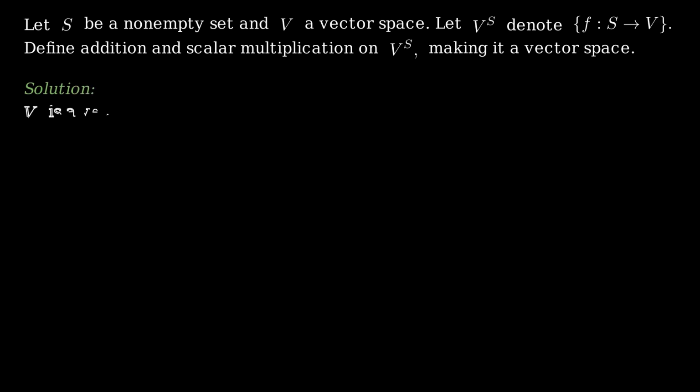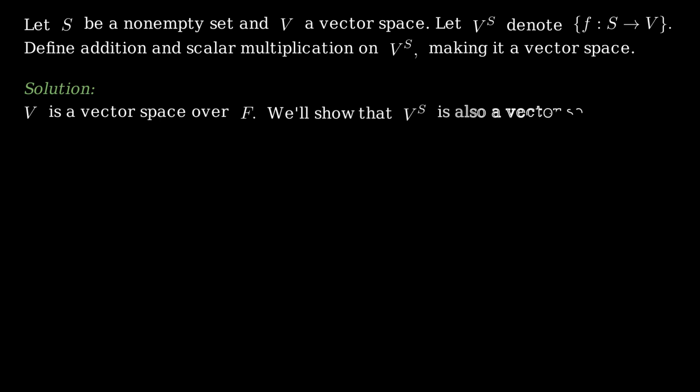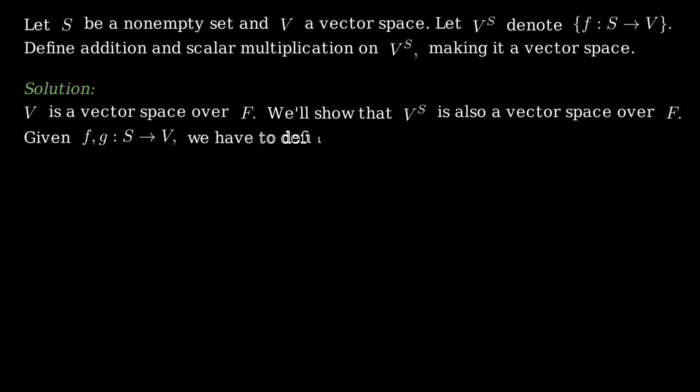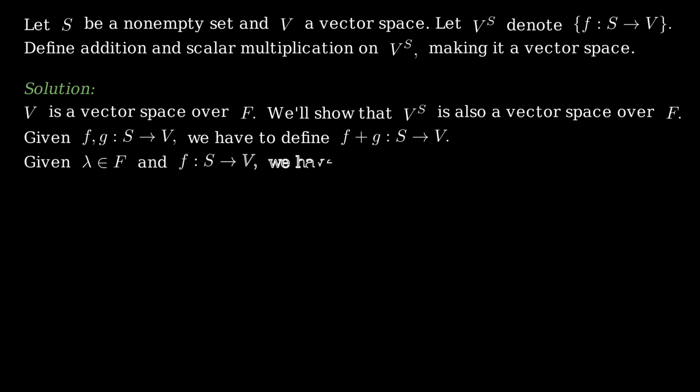V is a vector space over F. We will show that V power S is also a vector space over F. For instance, given functions f and g from S to V, we have to define f plus g as a function. Likewise, given a scalar lambda and a function f from S to V, we have to define lambda times f as a function.